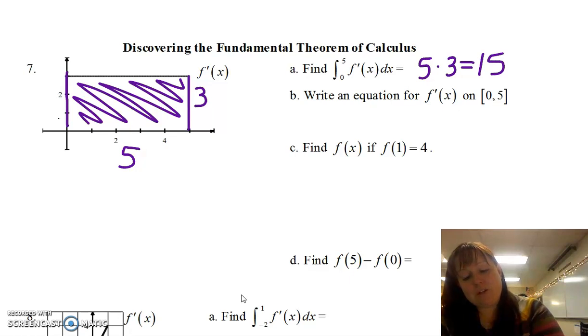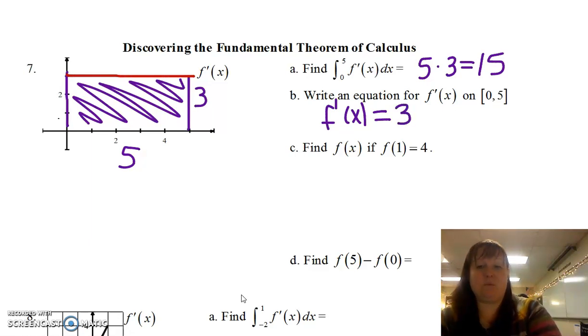So we want to write an equation for f prime on 0 to 5. Basically, what is the value of f prime? What does this function actually equal? What's its output? You notice that no matter what x I put in, its y value is 3. So my equation would be f prime of x equals 3.